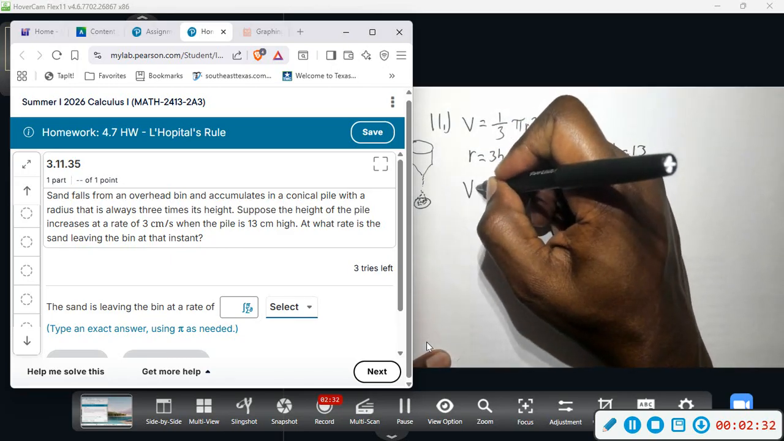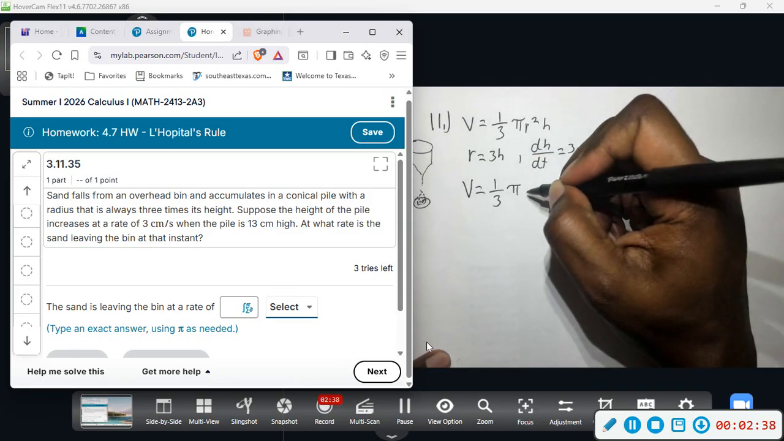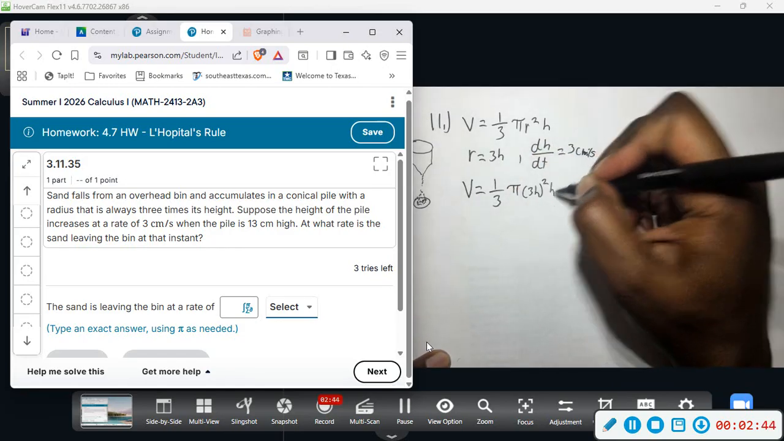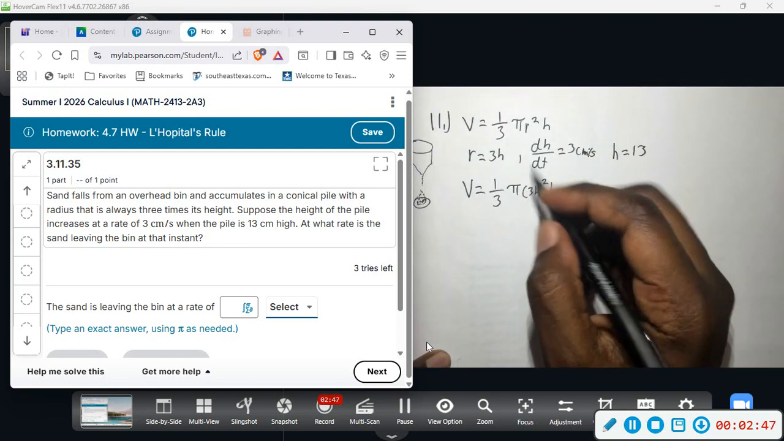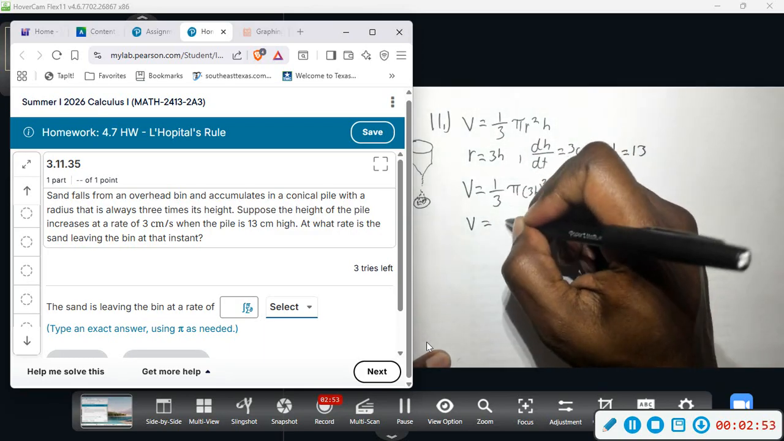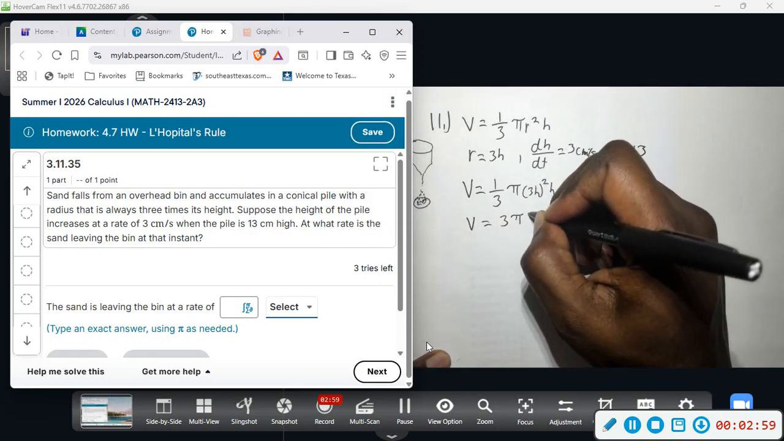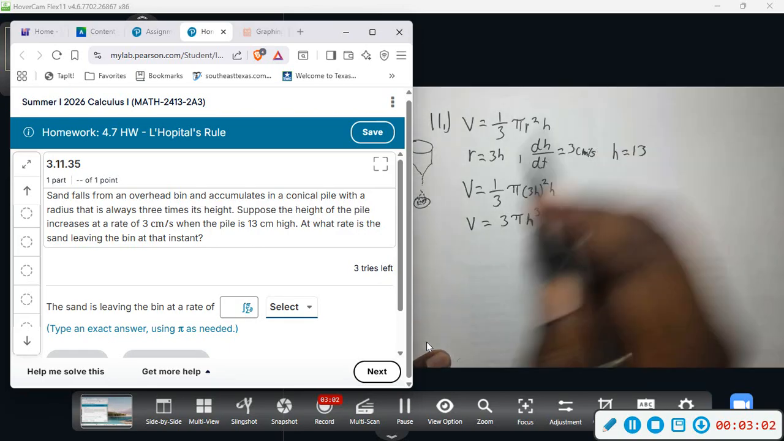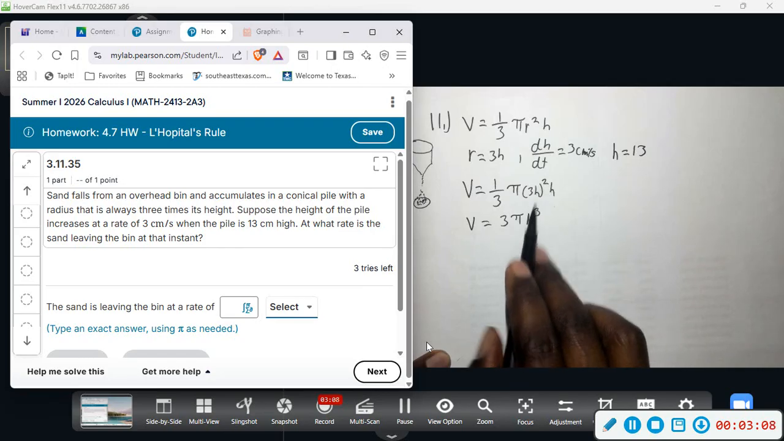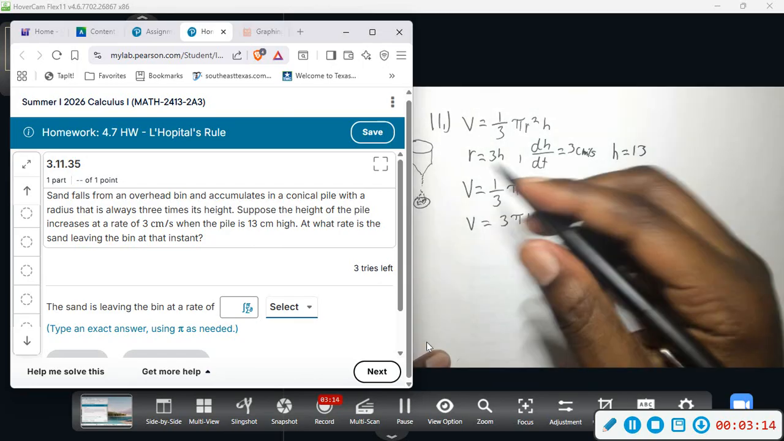So V is going to be equal to 1/3 pi, and then r is 3h, so we have (3h) squared times h. Simplifying, V equals: 3 squared is 9, 9 divided by 3 is 3, so pi times 3 h cubed. Again, we square this, that's 9 h squared, and h squared times h gives us h cubed. So here's our formula. Now we're going to take the derivative.